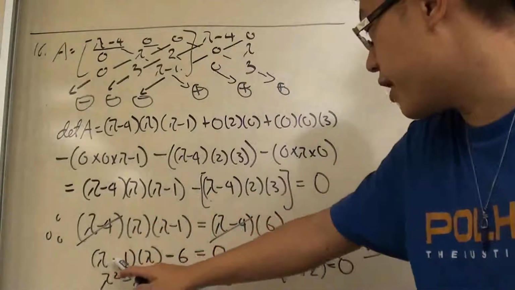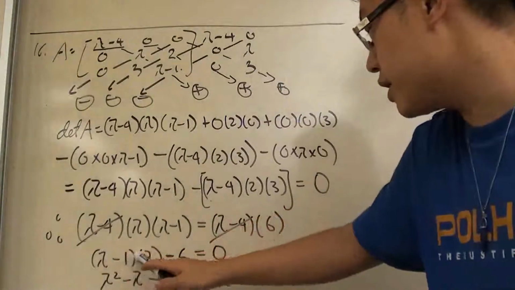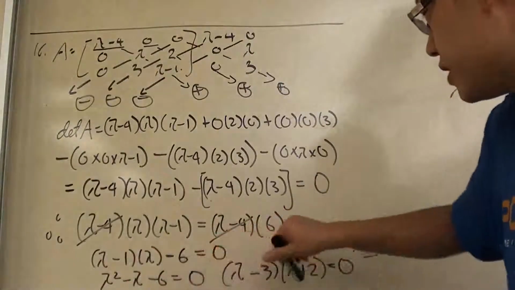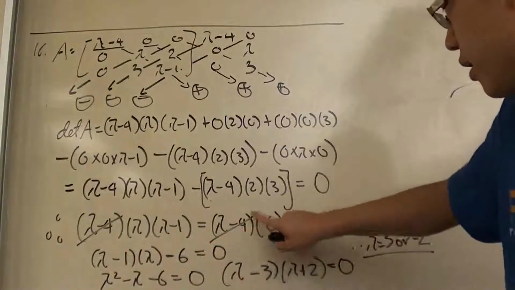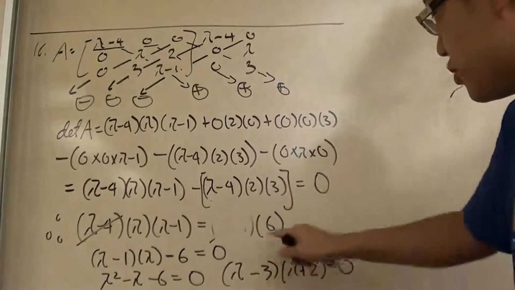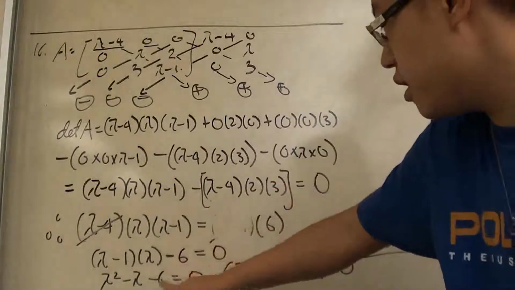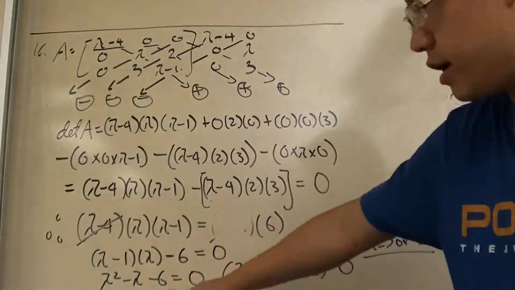So you have lambda minus 1 times lambda. Where did -6 come from? There's a 6 here, right? So if you cancel this one out, then there's only 6, so you can do subtraction. You don't have to go through division, right? So subtract 6 on here, and then you have this expression.